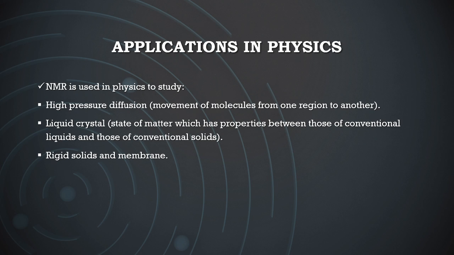The last slide is about the applications of NMR in physics. NMR is used in physics to study high pressure diffusion, and you know that diffusion is the movement of molecules from one region to another region. NMR is also used in physics to study liquid crystals, rigid solids, and membranes. A liquid crystal is a state of matter which has properties between those of conventional liquids and those of conventional solids.